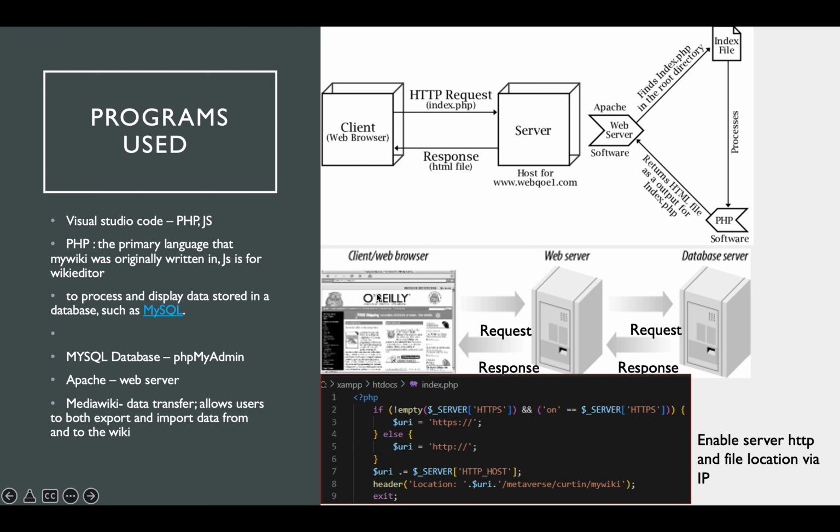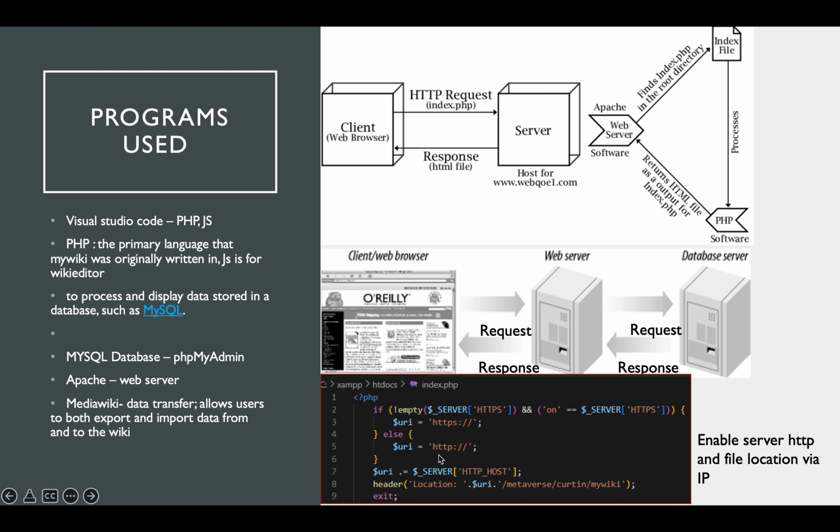And for example, the client from the web browser sends an incoming request asking to view a page that has just been created. He will request the web server again, and the web server will look at the database to check whether the information is stored properly. The database will respond, take out the information and send it to the web server. The web server will receive it and respond back to the web browser so that the user is able to see it. And this is the index.php, enabling the server, HTTP and file location via IP.